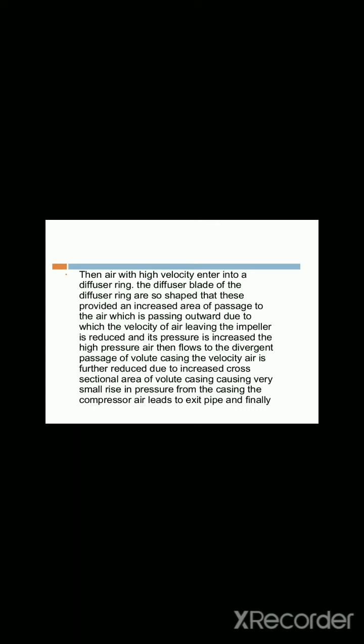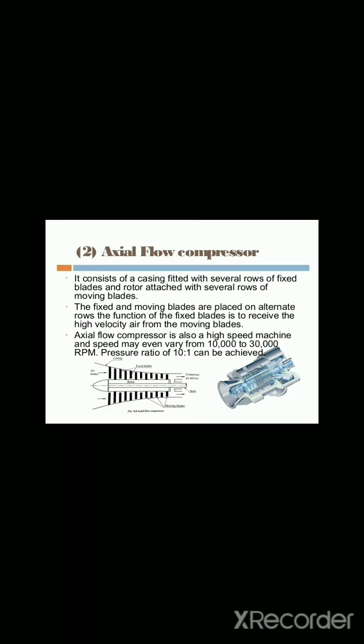The high pressure air then flows to the divergent passage of the volute casing. The velocity of air is further reduced due to the increased cross-sectional area of the volute casing, causing a very small rise in pressure. The compressed air leads to the exit pipe, and this is the overall construction.